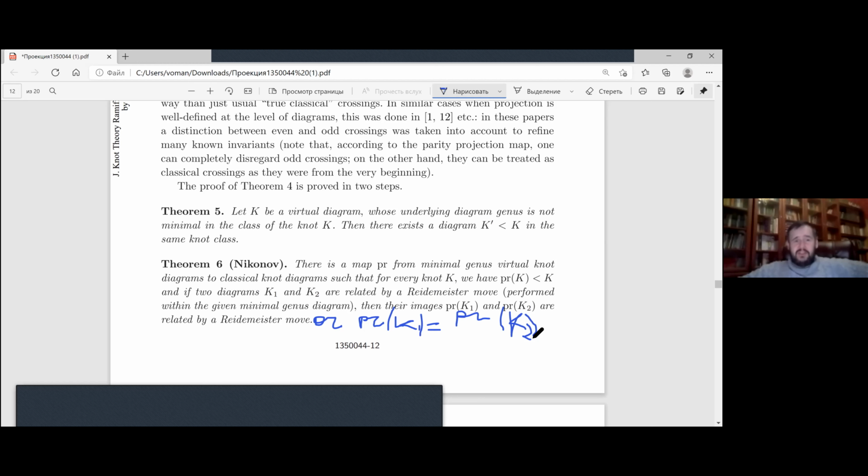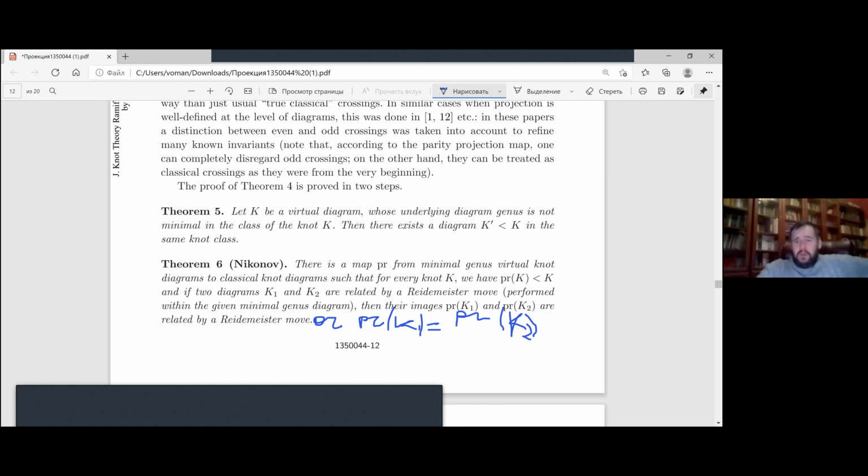Theorem 5, unfortunately, uses a bit of Kuperberg's theorem in the following sense. So assume we have something of genus G and we know that the minimal genus is G prime, which is strictly less than G. Then if we have something, we should find some way of cutting a handle in the topological sense, in order to get a diagram on a smaller genus. So we can find an interesting way to pass from this diagram to a diagram of smaller genus.